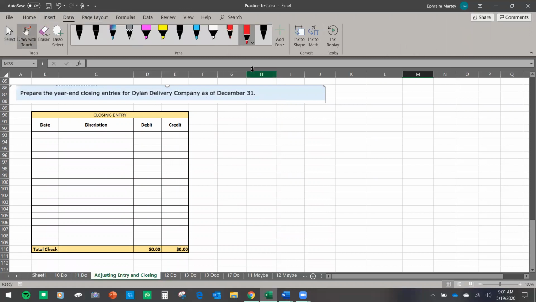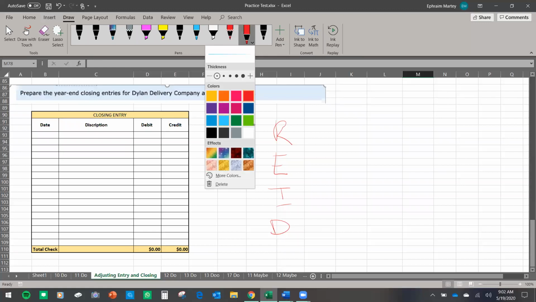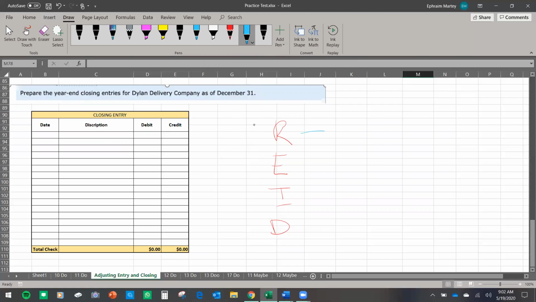You have probably heard what we call REID. Those letters mean: you close your revenue account into income summary, you close your expenses into income summary, you close your income summary into capital, and you close your drawings into capital. So when you know your REID, you know income summary for the first two and then capital for the last two. That's what we're going to do right here.